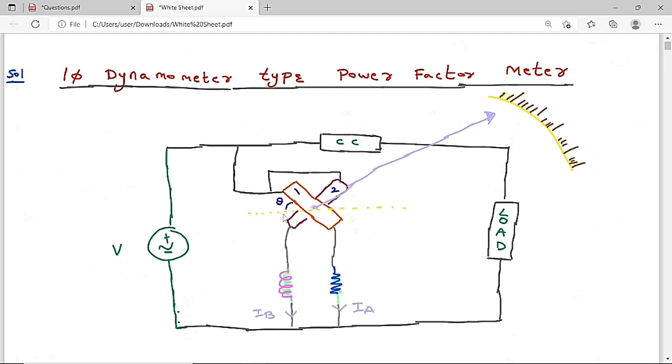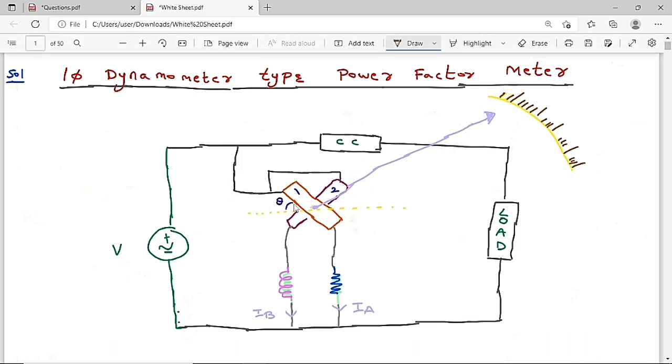Now this is angle theta. This line is called the plane of reference, a reference line. With respect to this reference line, I am going to take this angle as theta, whereas the angle between the two pressure coils is always equal to 90 degrees, whereas this is angle theta.